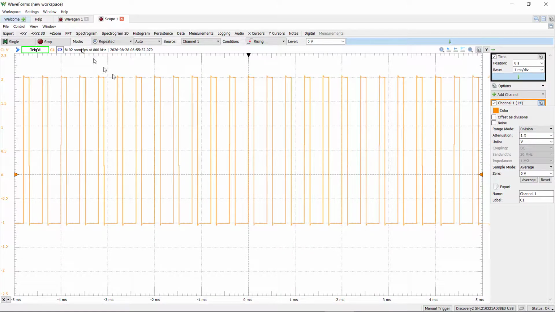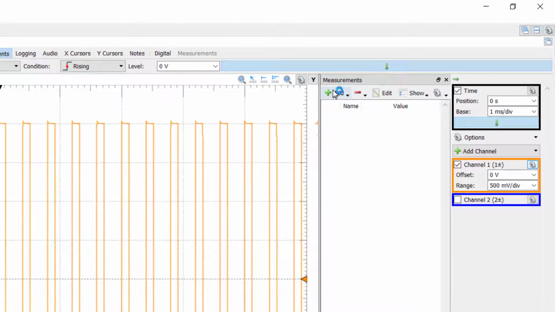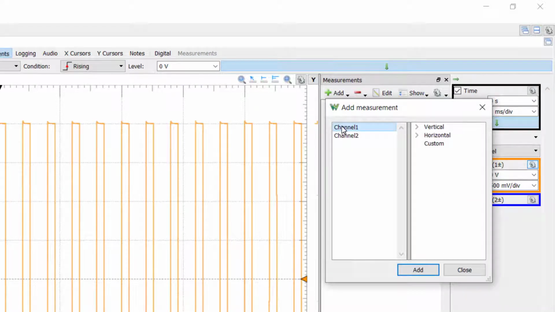And how do we do measurements? That's going to be in the row of tools right above the trigger. And let's see, we want measurements. Here it is, measurements. We open it up, and now we're going to add. We're just going to use the measurements that are built in and already predefined. We're going to look at the channel 1 input.